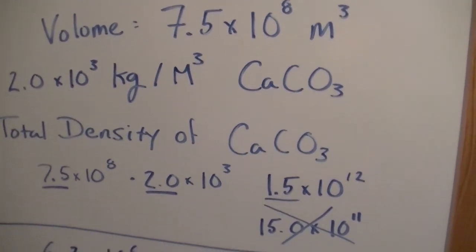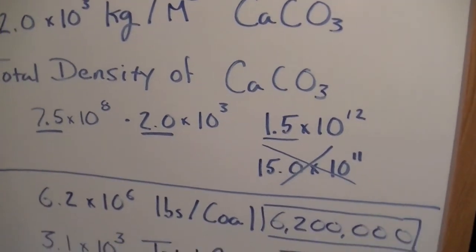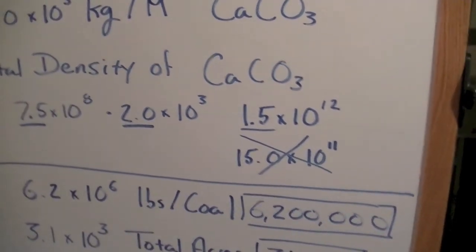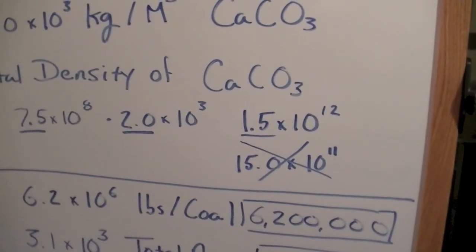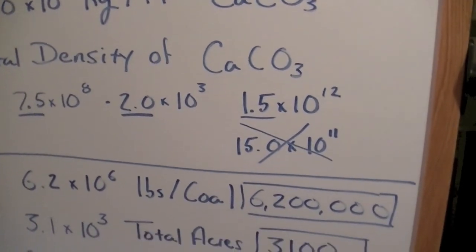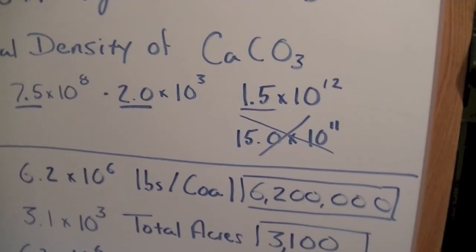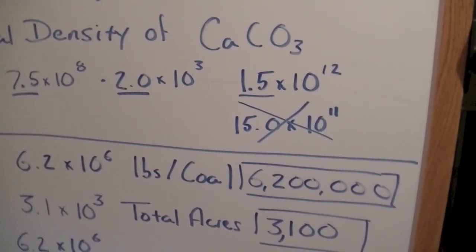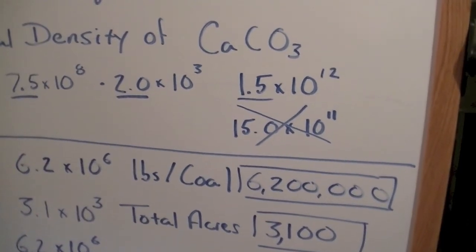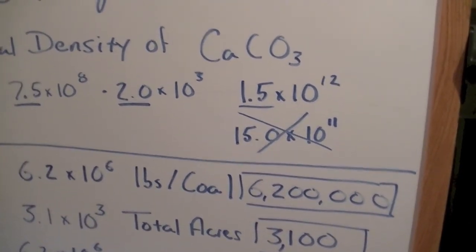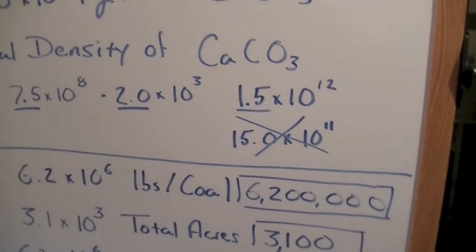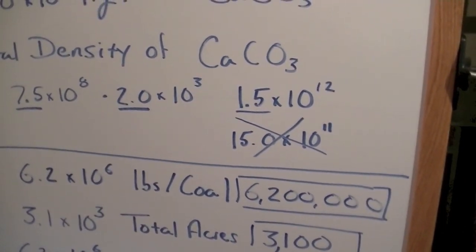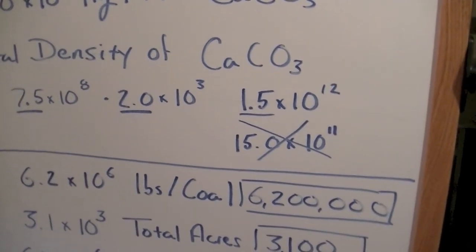All right, so another example is, let's say there's 6.2 times 10 to the 6 pounds of coal, that's 6,200,000 pounds of coal, in a total area of 3.1 times 10 to the third acres. So that's 3,100 acres. And the AP people want you to say, hey, how many pounds of coal per acre? And is it worth clearing all this forest and mining this area for this amount of coal?